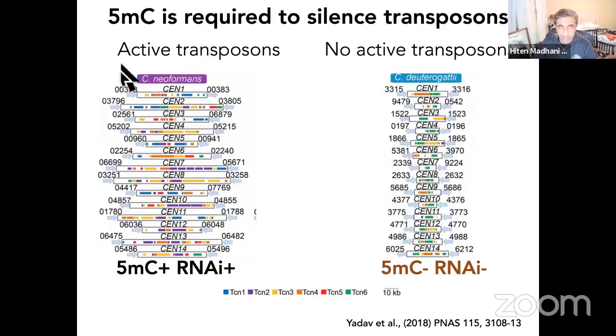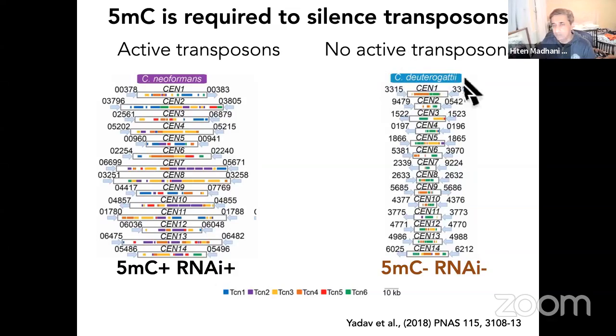And probably the best evidence that that's really the primary function of DNA methylation in this yeast is that Cryptococcus neoformans has a number of active transposable elements, full length and of course remnants at its centromeres. And it has both DNA methylation, 5-methylcytosine, and RNAi as two parallel systems that silence these deleterious genomic elements.